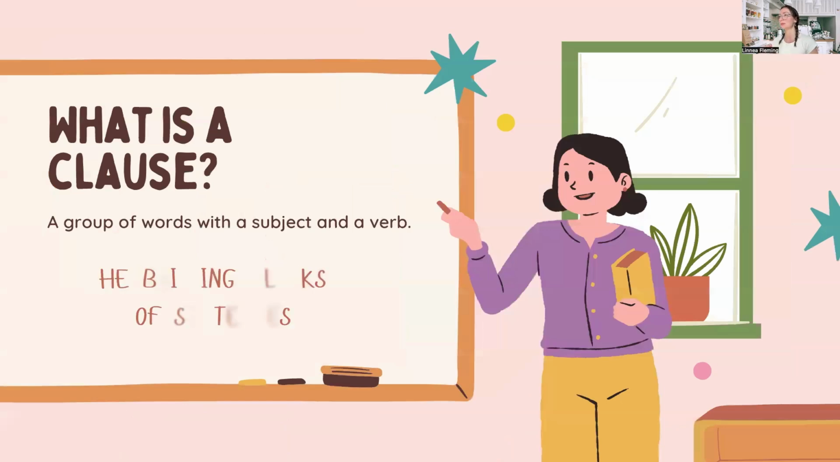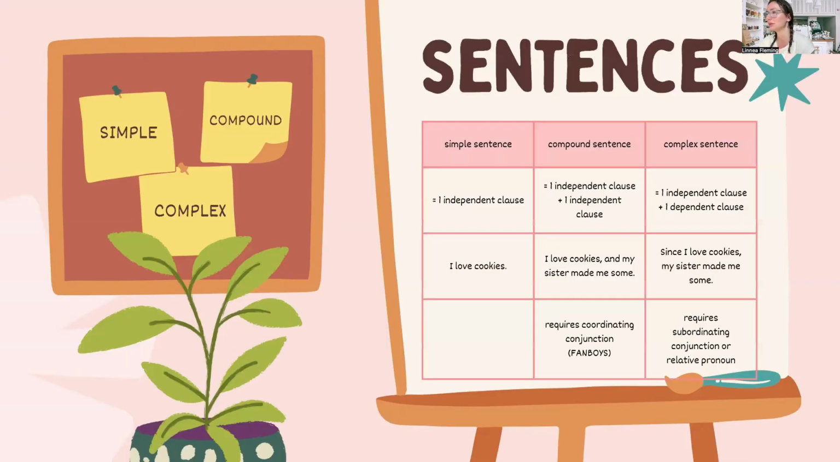Just a little bit of a reminder because this can be very difficult if you have not learned about clauses before. A clause is a group of words with a subject and verb. The reason we learn about clauses specifically is because they are the building blocks of sentences. So we have to know how little clauses work so that we can put them together to make more interesting kinds of sentences.